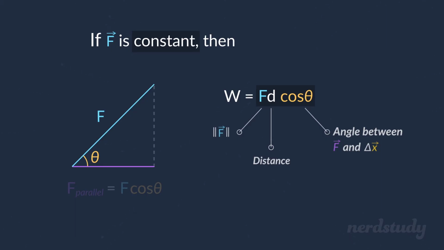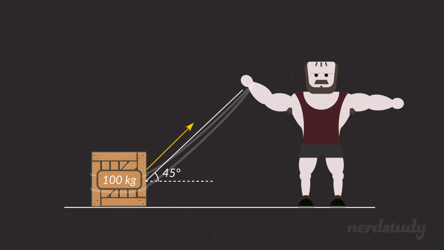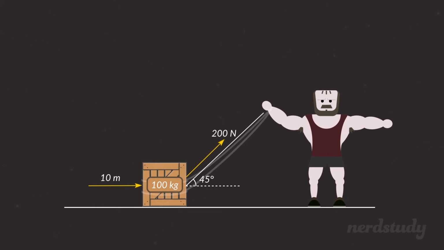Awesome! Now let's look at an example to see how we can apply this formula. Suppose we have a rope tied to a 100 kilogram box, and it's at a 45-degree angle to the ground. Someone pulls on the other end of the rope, with the result that the tension in the rope is a constant 200 newtons. The box moves 10 meters to the right.